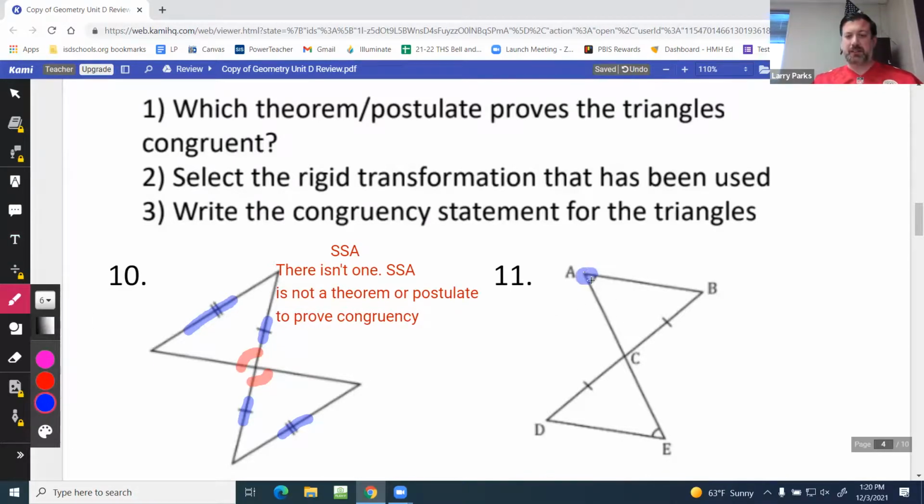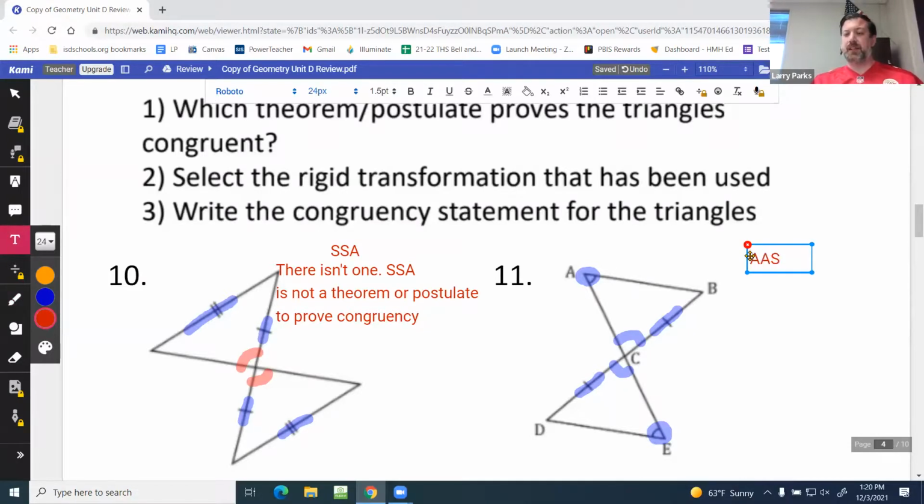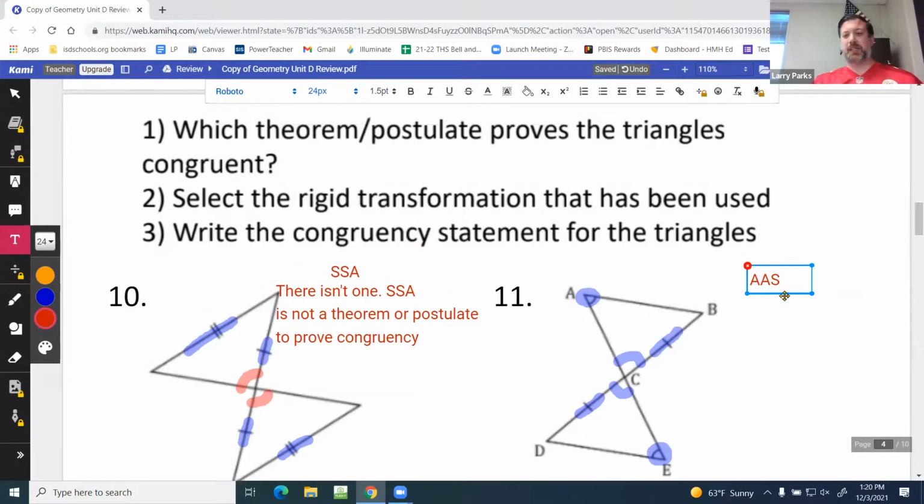Now here though, I have angle equal to angle. I have side equal to side. And then I have angle and angle that are vertical angles. And I have to read it in the correct order. So this would go SAA, or you could say AAS. And let's think, AAS would be number one. That's my theorem or postulate. Some people spell that SAA, same thing.